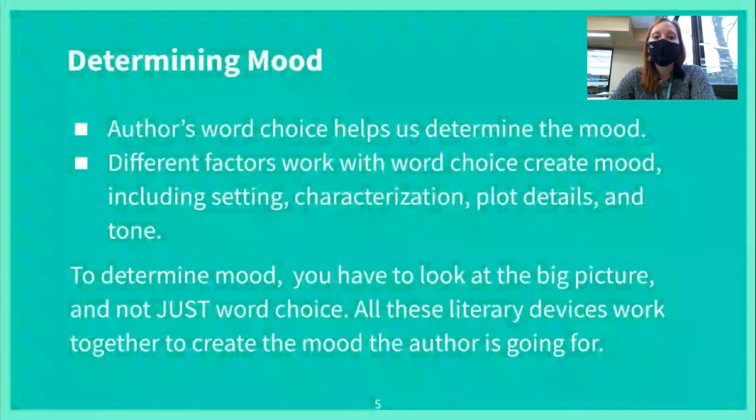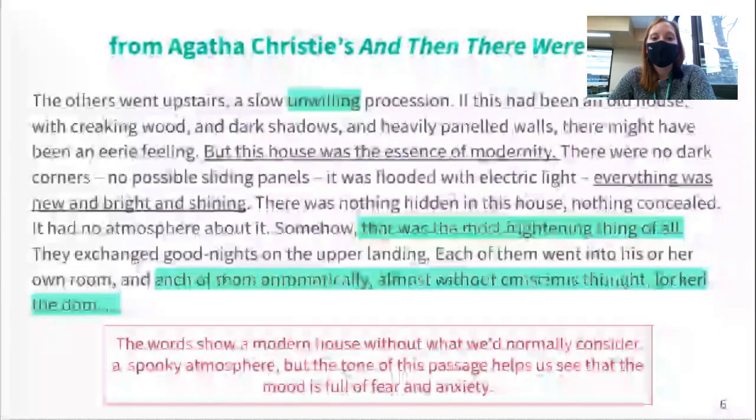To determine mood, it's going to be a little bit similar to determining the tone. The author's word choice helps us determine the mood. Different factors work with word choice to create the mood, like setting, characterization, plot details, and tone. So these are all things that can influence the mood: setting, characterization, plot details, and tone. To determine the mood, you have to look at the big picture and not just the word choice. All these devices work together, but they create one big mood that the author is going for.